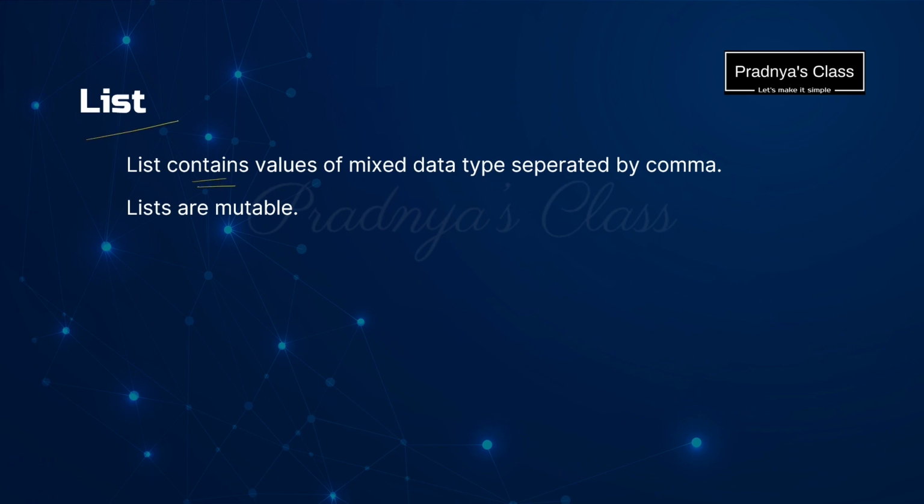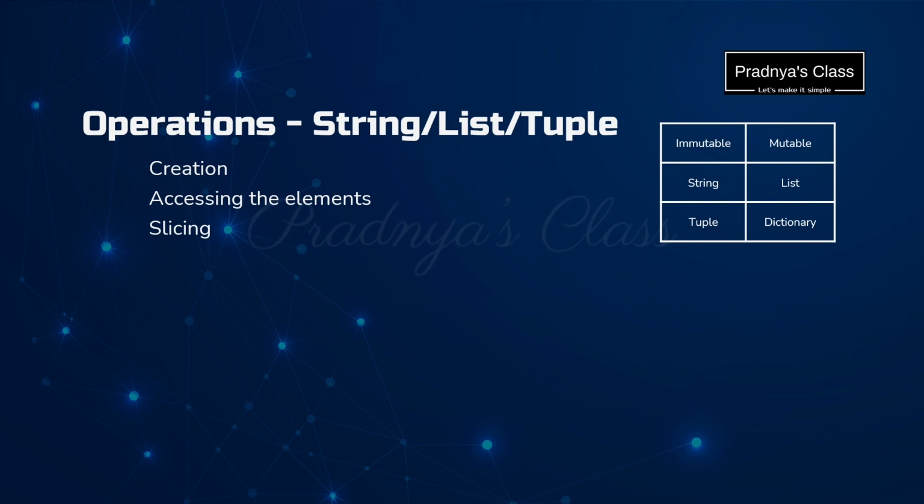A list contains values of mixed data types which are separated by comma and enclosed in square brackets. We know string is immutable. We cannot change the content of the string in place. But list is mutable. We can change the content of the list. The operations which we perform on the string can be performed on the list too.